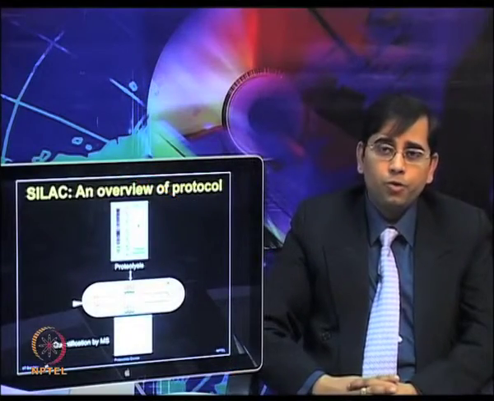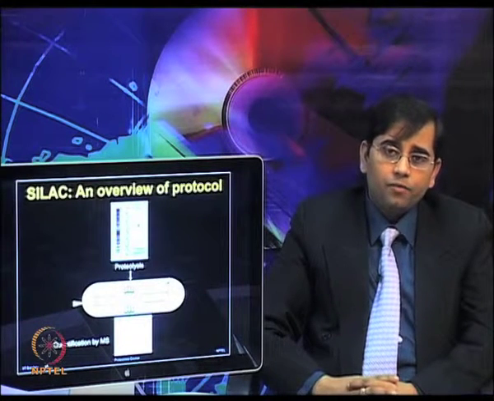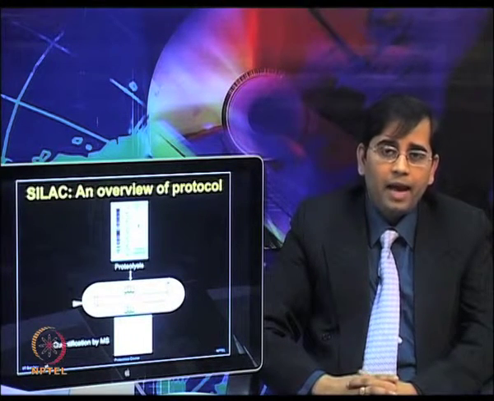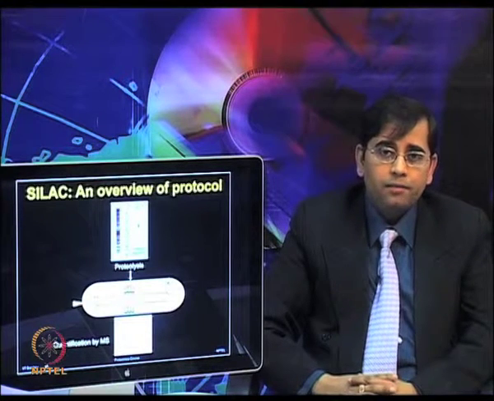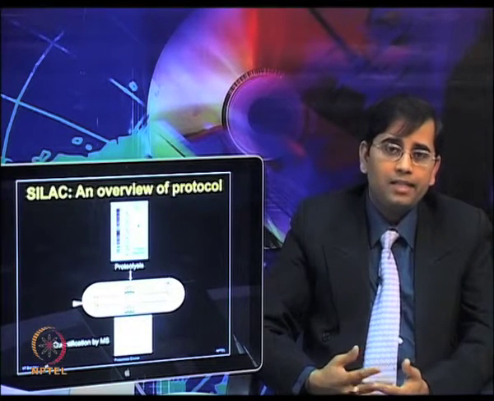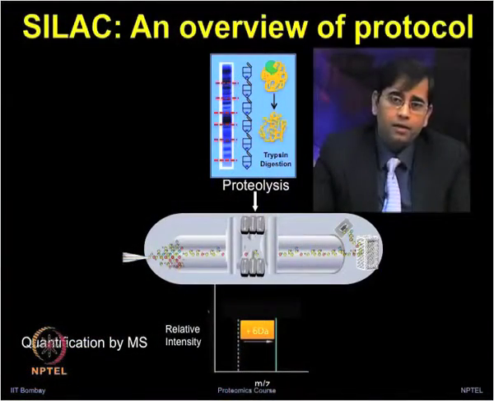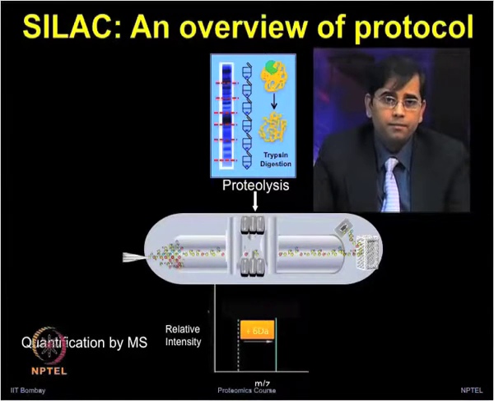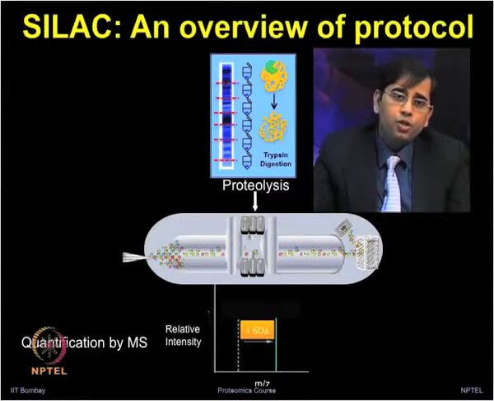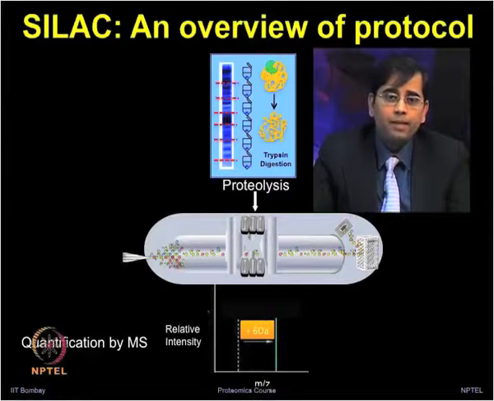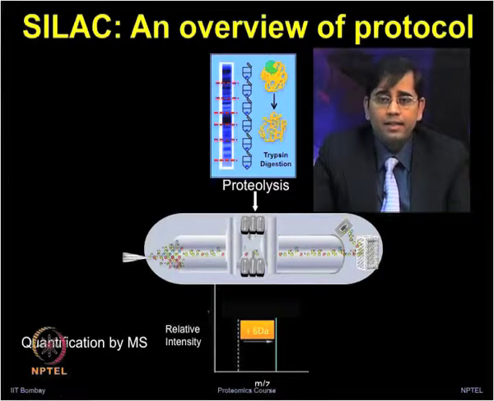So, continuing into the protocol, once we have combined these heavy and light populations, then these can be separated on the SDS-PAGE gel, and each of these bands can further be digested by adding trypsin. So, after digestion of isolated proteins to peptides by trypsin, the arginine containing peptides will be 6 Dalton heavier than their light counterparts, which can be analyzed by using mass spec.